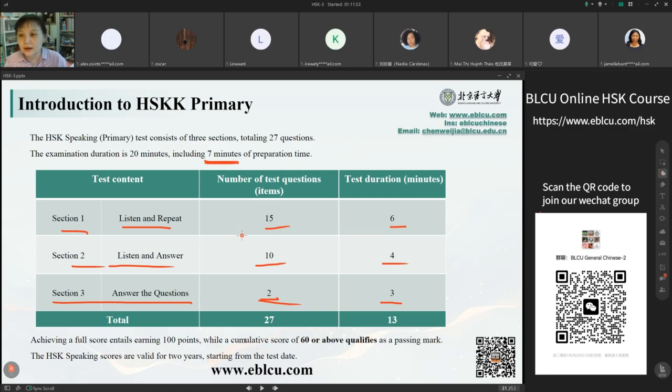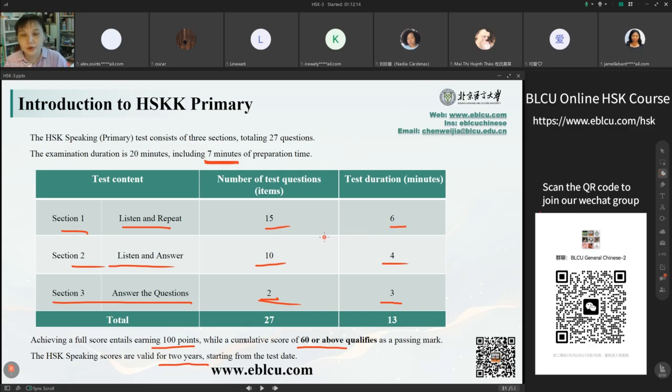So the full speaking test has 100 points, and to get a 60 or above means a passing mark. Also, the speaking test score is valid for 2 years, starting from the test date.